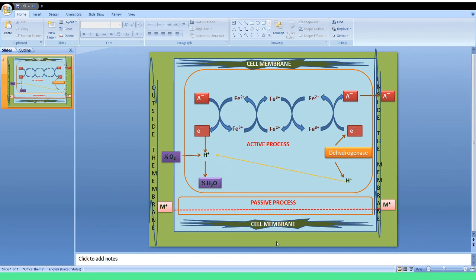The major demerit of Lundegardh's cytochrome pump theory is he did not explain the passive absorption of cation, since there are also possibilities for the stimulation of salt respiration by cations also.